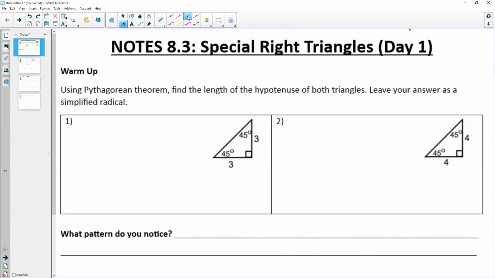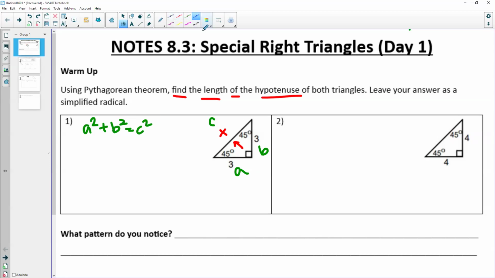So they want you to find the length of the hypotenuse. Remember that the hypotenuse is the side across the 90-degree angle. So this is our hypotenuse, the number that we're looking for, which we'll call x. Now, when we're doing Pythagorean theorem, we said that c represents your hypotenuse. So I'm going to label that as c. This will be a. This is b. Recall that Pythagorean theorem is a squared plus b squared is equal to c squared.